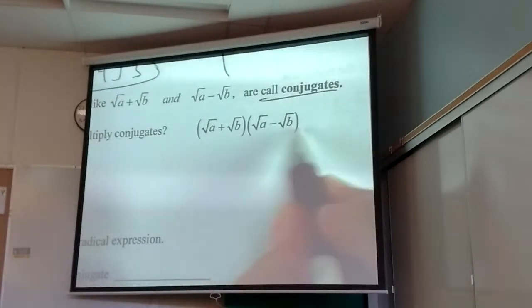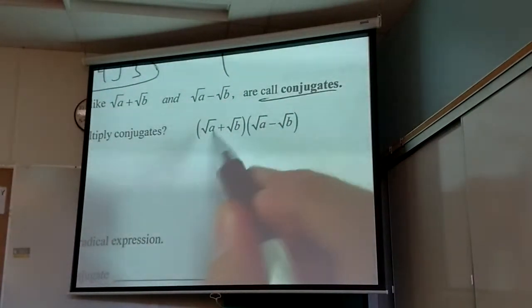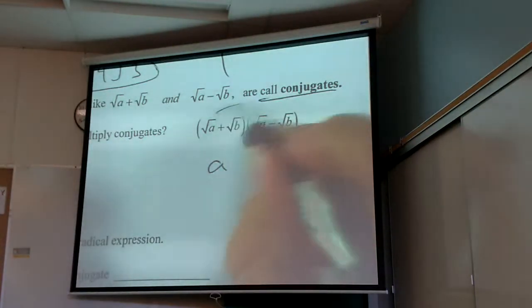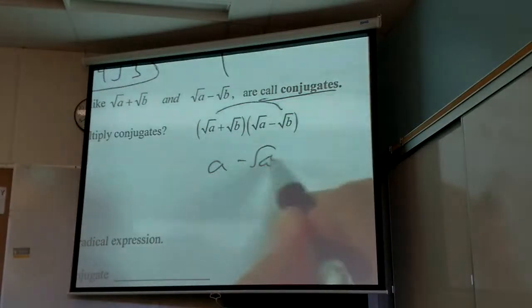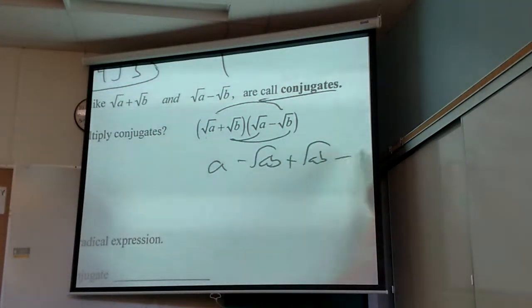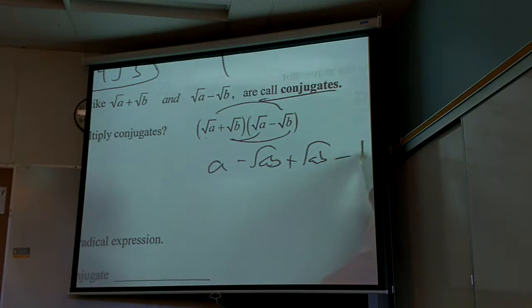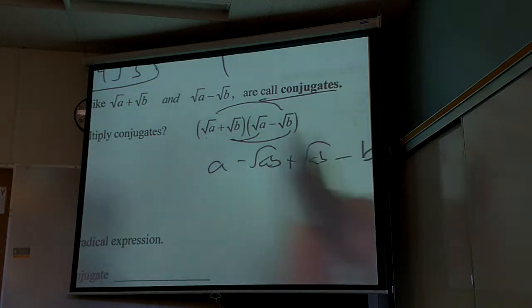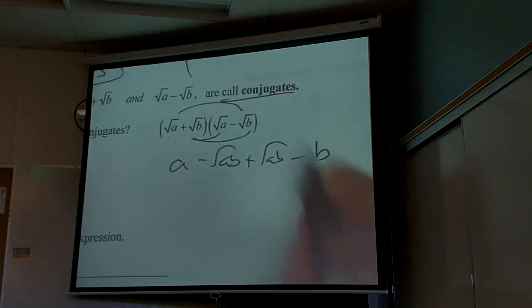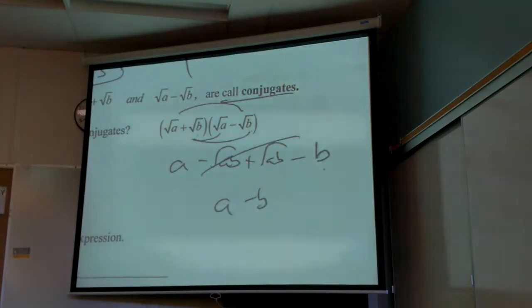But let's see. Let's multiply this out. What's rad A times rad A? A. And then I'm going to get minus rad AB plus rad AB. And what's rad b times rad b? b. The middle terms cancel, I get a minus b.